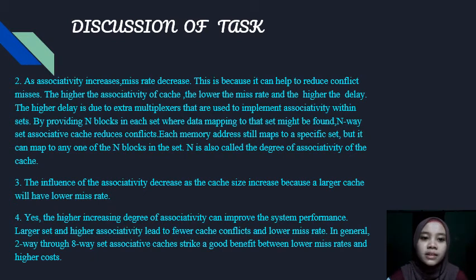By providing n blocks in each set where data mapping to that set might be found, a set associative cache reduces conflicts. Each memory address still maps to a specific set, but it can map to any one of the n blocks in the set, and n is also called the degree of associativity of the cache.